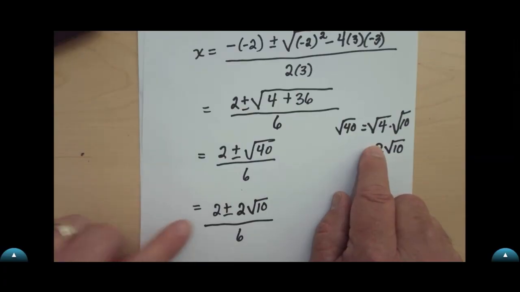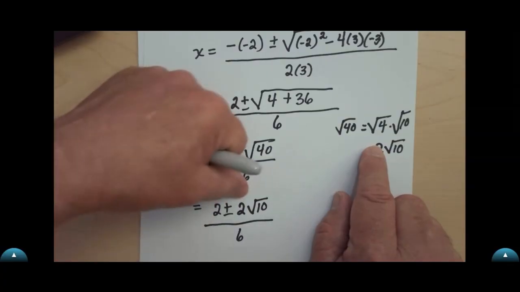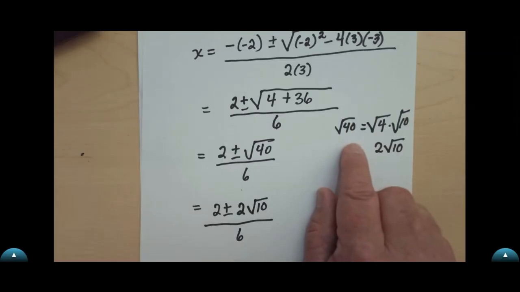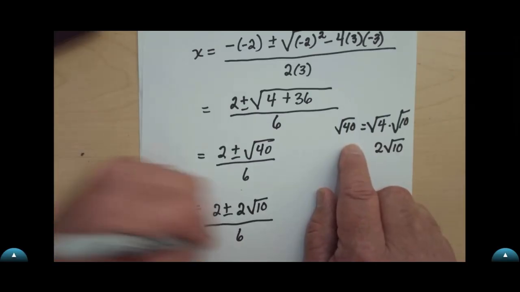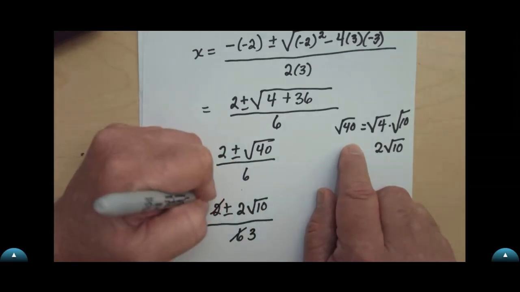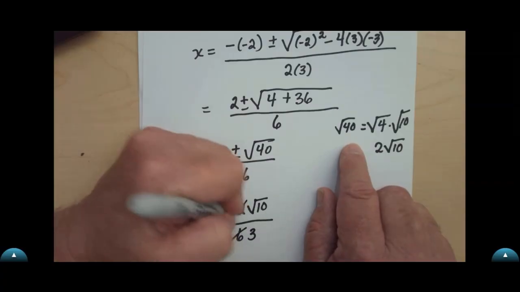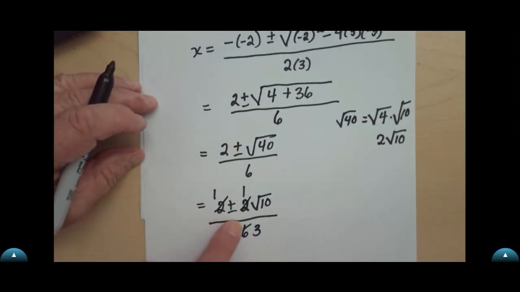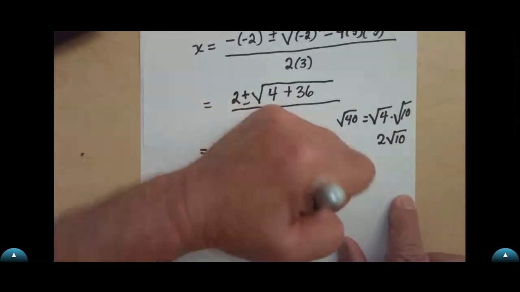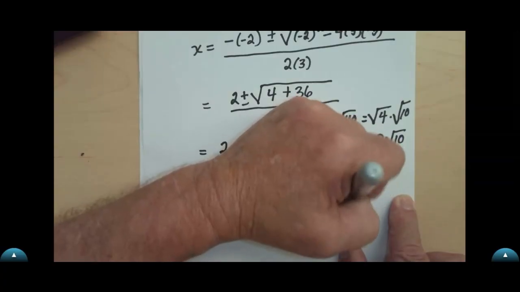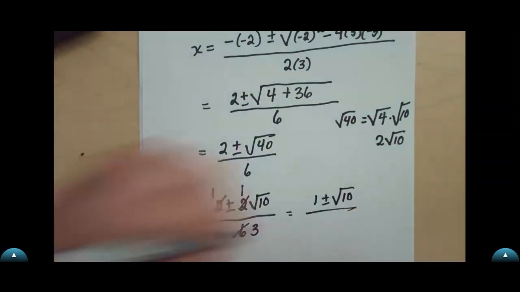Now, it turns out it is. This is 2. This is 2 times the square root of 10. 6, of course, is 2 times 3. So I should then cancel a factor of 2. 2 goes into 6 3 times. 2 goes into 2 1 time. 2 goes into 2 1 time. That leaves me with 1 plus or minus 1 times the square root of 10, which is just 1 plus or minus the square root of 10 all over 3.